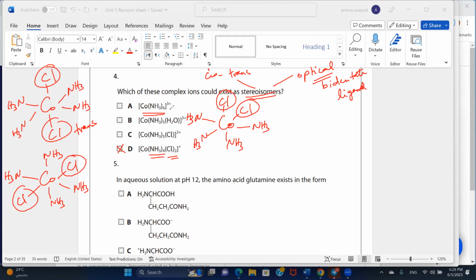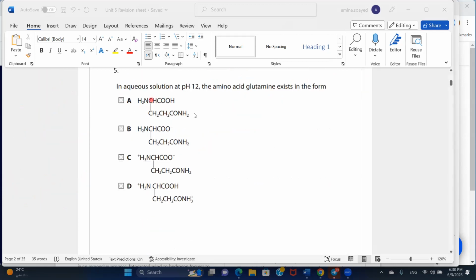Of course, here we have cobalt bonded to 6 ammonia. So there is nothing that is opposite to the other. All the ammonia are similar. So we don't have any stereoisomers. Here we have 5 ammonia and 1 water. The water can be placed anywhere. It doesn't have another water to be exchanged with. Here also we have 5 ammonia and 1 chlorine. But whenever we have 2 chlorines or any 2 different ligands, then they could be present in the cis-trans. Optical means bidentate ligands, like the ethane-1,2-diamine. Do you have any question before we proceed to number 5?